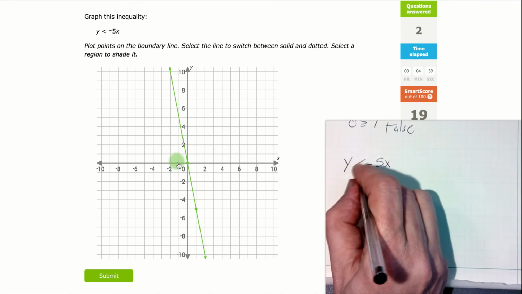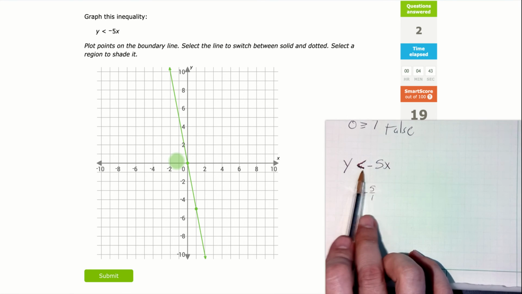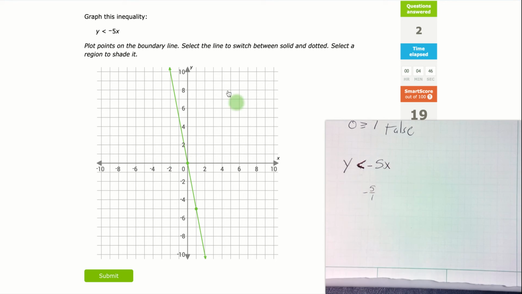Now I'm going to go back to the actual inequality, and I'm just going to write it in right here. It was a strict less than. There's no equal sign underneath it. If you look over here, no equal sign. That means this line needs to be dashed, so I'm not including the points on the line.